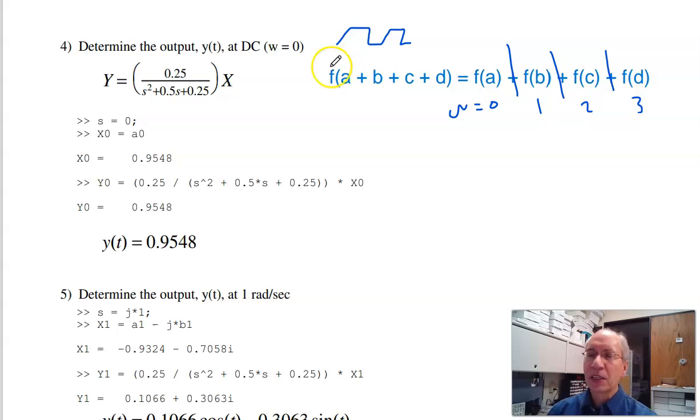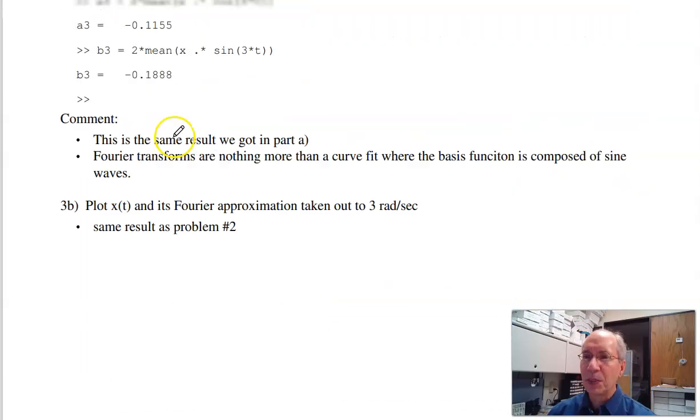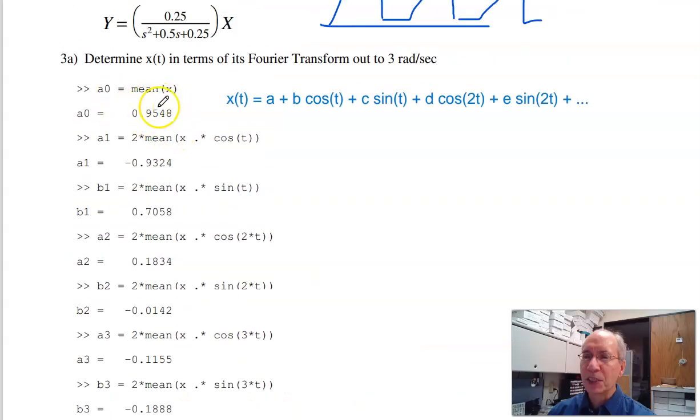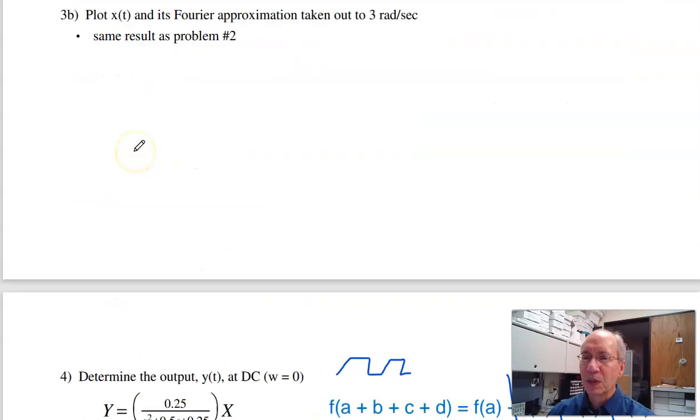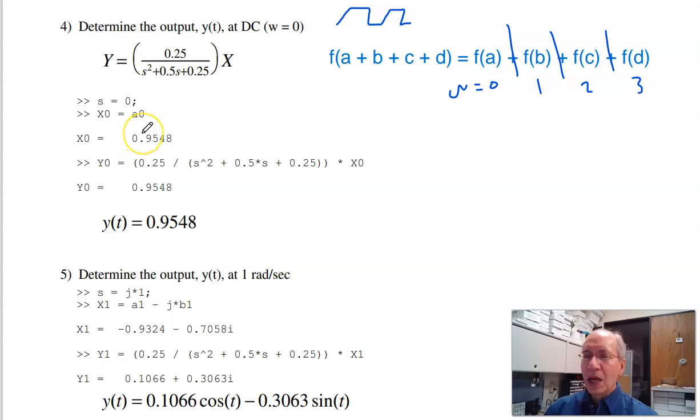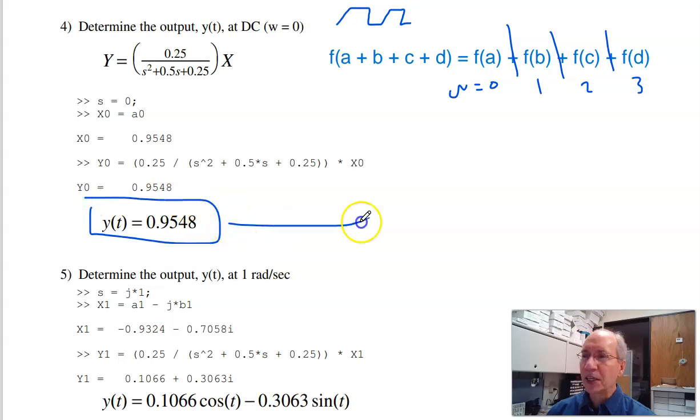So doing that, starting out at DC with s equals 0, this is the gain everywhere. The input at s equals 0 was a0. That's back over here. That's my constant term. Output is gain times input. So here's the gain. Find the gain at s equals 0 times the input at s equals 0. I get y of t. There's the first term. That's a.